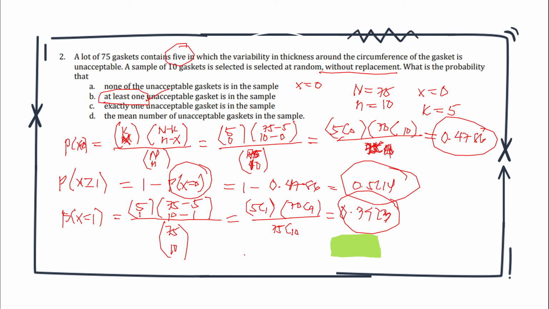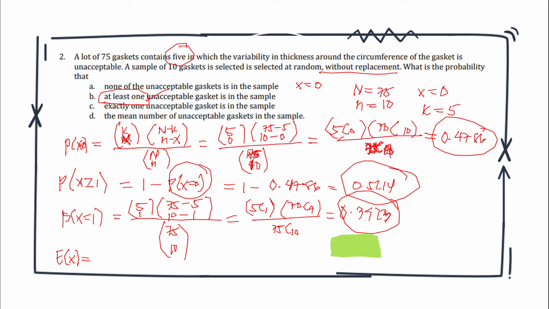So the next question is to find the mean of the unacceptable gasket. So how to find the mean? Expected X is equal to, to find the mean, we have here n times p.